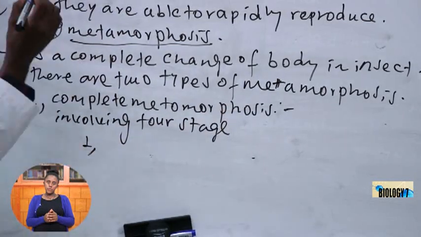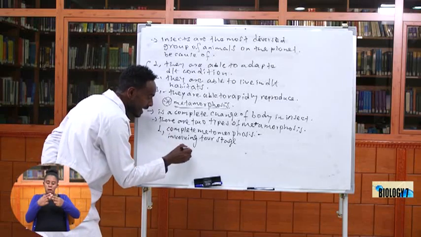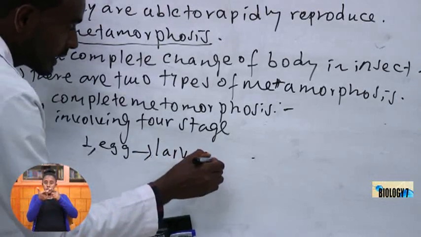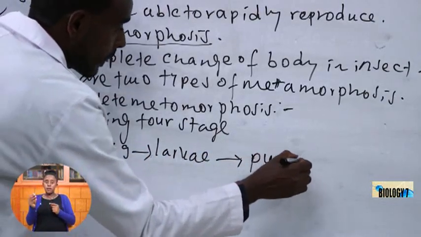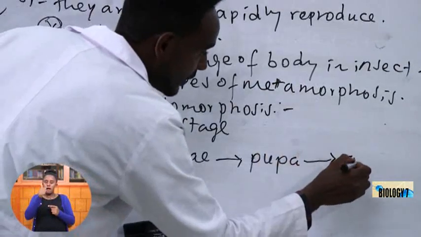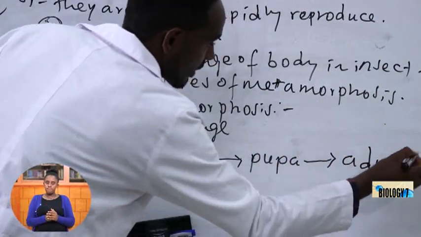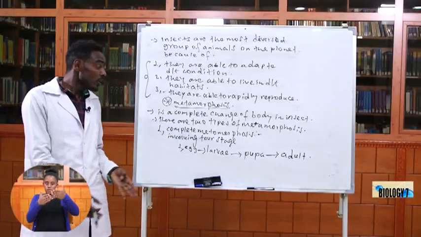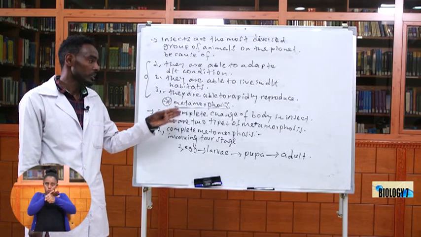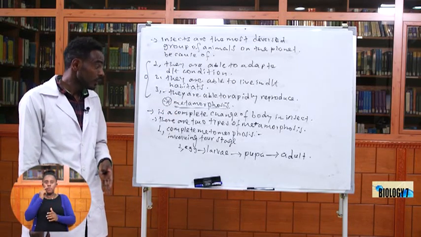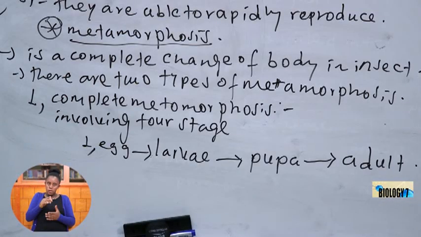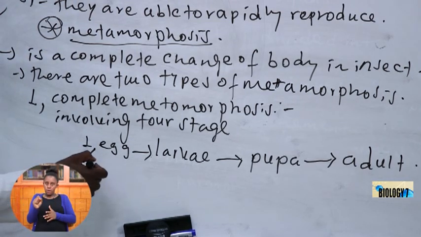The first stage of complete metamorphosis is egg. The second one is larva. The third one is pupa. And the fourth one is adult. A metamorphosis which involves four stages is called complete metamorphosis. For example, if you take housefly, the life cycle of housefly involves complete metamorphosis.